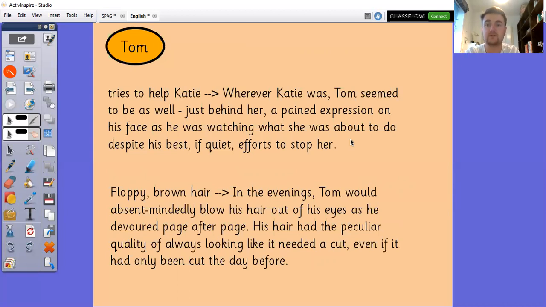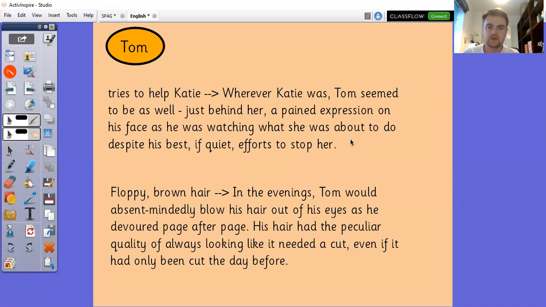Now, again, we've got another fronted adverbial with wherever Katie was. We've got some information about Tom there and some information about Katie too. It manages to tell us about both of the characters instead of just tries to help Katie. That tells us, one, that Katie's impulsive, but two, that Tom doesn't let her go and do it, but tries to stop her. He's a kind sibling to her, even if he's not often listened to. And I've gone with the hair again for floppy brown hair.